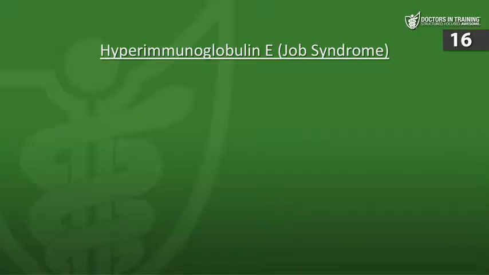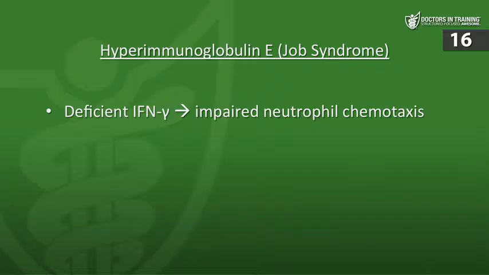Next is hyperimmunoglobulin E syndrome, or hyper-IgE syndrome. There's an older name for this, which is Job syndrome, like Job from the Bible. It's more likely that on your test this is going to be referred to as hyperimmunoglobulin E syndrome, but be aware of both those names. This is where the patient is deficient in interferon gamma, an important chemotactic signal for neutrophils. So in hyper-IgE syndrome, patients have impaired neutrophil chemotaxis.